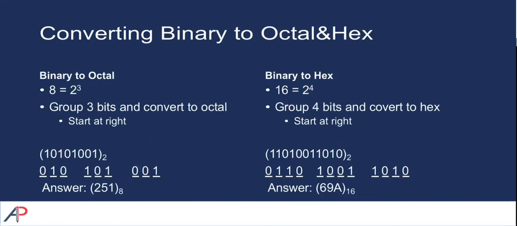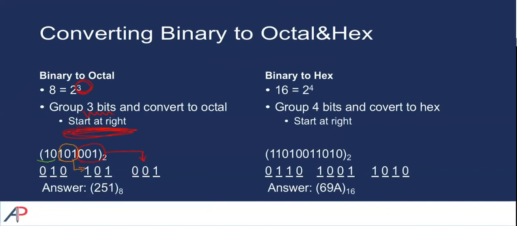So this one we go in the opposite direction. We have binary numbers and we want to convert to octal. Same concept, it's just you have 8 is 2 to the 3rd power, so we want to group 3 bits and convert to octal, starting at the right. I cannot emphasize that enough, you always need to start at the right. Do not start on the left. So we have 3 digits right here, 0, 0, 1. Then the next 3 digits over, we have 101.